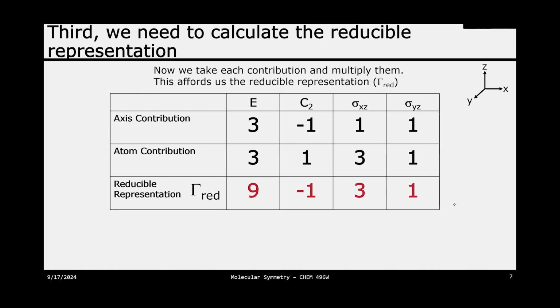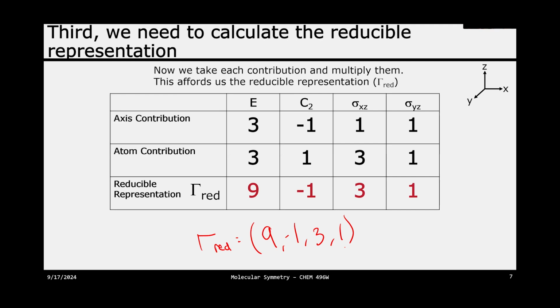So when we write a reducible representation, typically you write gamma red and then 9, -1, 3, 1. So that's the standard notation. Some people write it differently. You can put it in a chart if it makes it easier for you. I'm not going to be a stickler on notation because I'm not a symmetry professor.